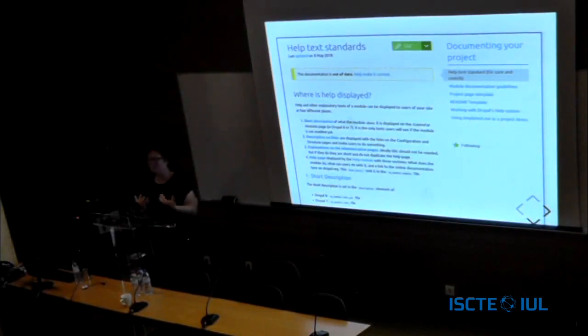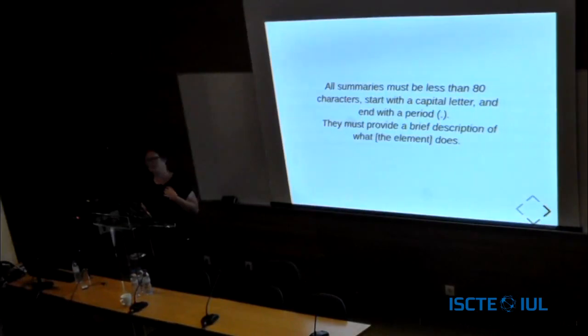None of them are actually standards that we're trying to enforce, with the one exception that there should be a link to the documentation on Drupal.org, because there's a test for that. So if you look a bit further, you actually find something like this. All summaries must be less than 80 characters, start with a capital letter, and end with a period. They must provide a brief description of what this element does. I suppose you know where that's coming from? Any guesses?